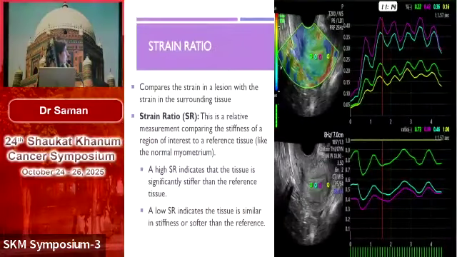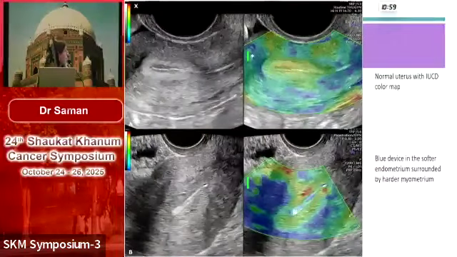Next is the strain ratio, which is the relative measurement comparing the stiffness of a region of interest and a reference tissue, which in this case is the myometrium. A higher strain ratio indicates a malignant process, a stiff tissue, and a lower strain ratio suggests benign disease or a soft tissue. I'll just show you a few examples of the elastogram.